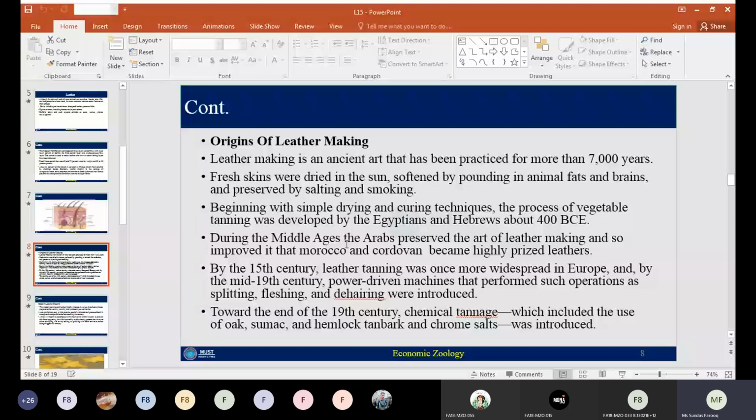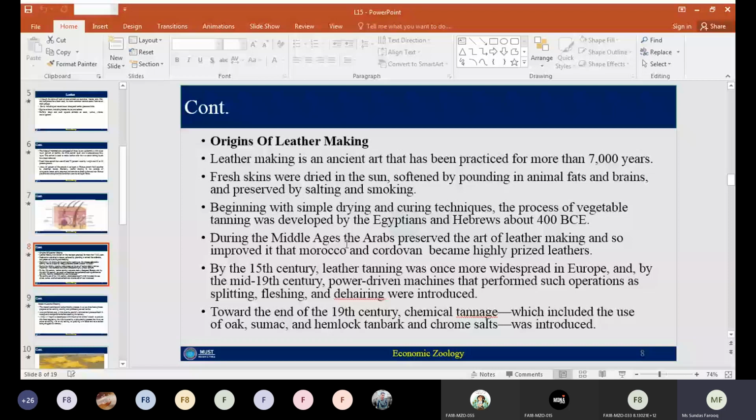The fresh skins were dried in the sun, softened by pounding with animal fats and brains, and preserved by salting and smoking. It means the initial methods involved a technique in which the animal skins were treated with different types of salts and then dried in the sun, and that was the initial method for leather making.